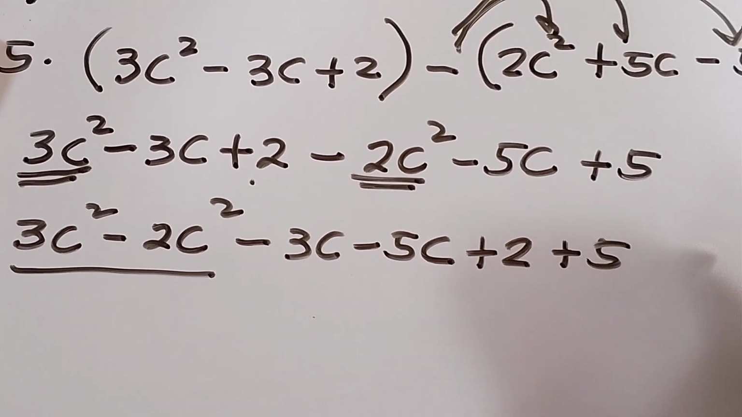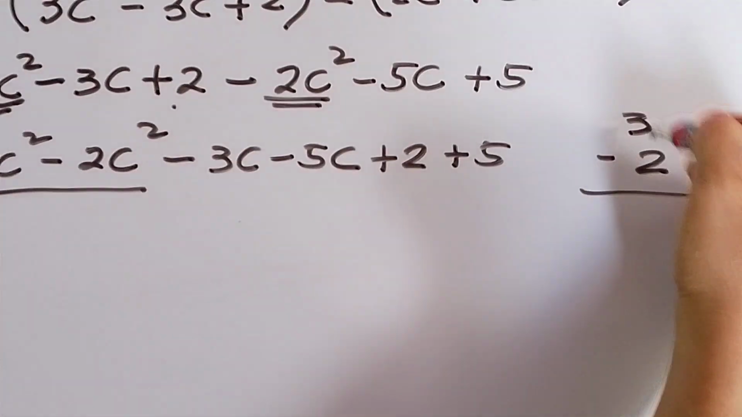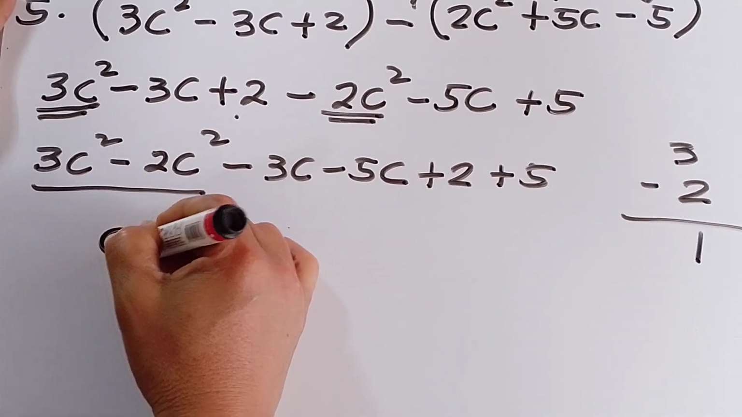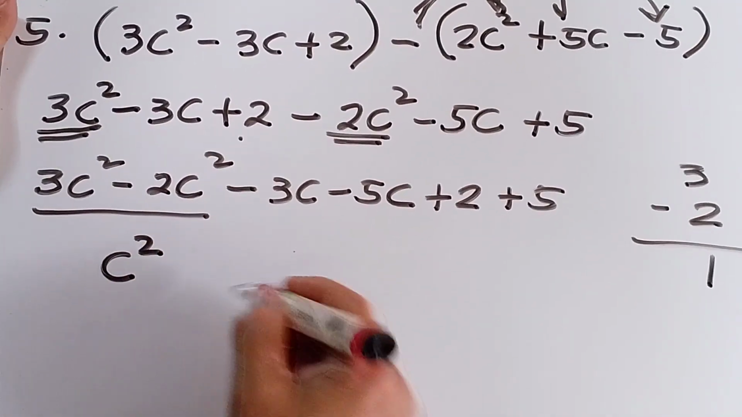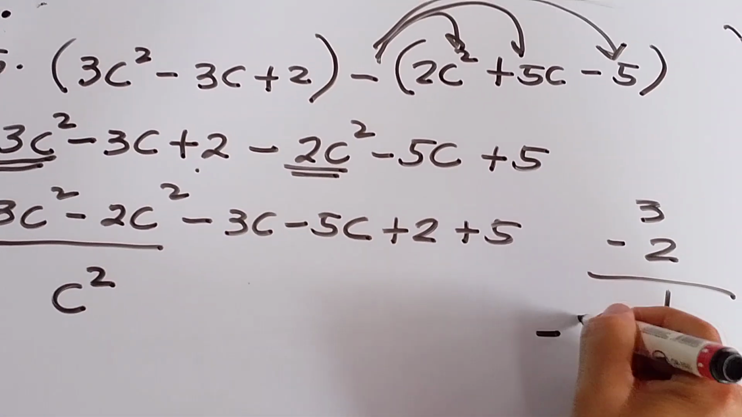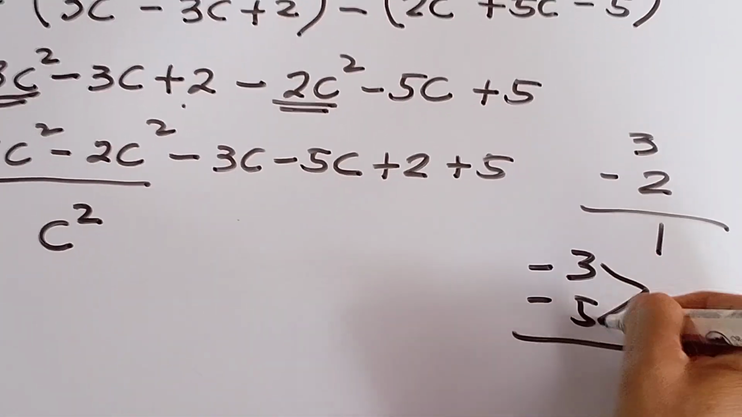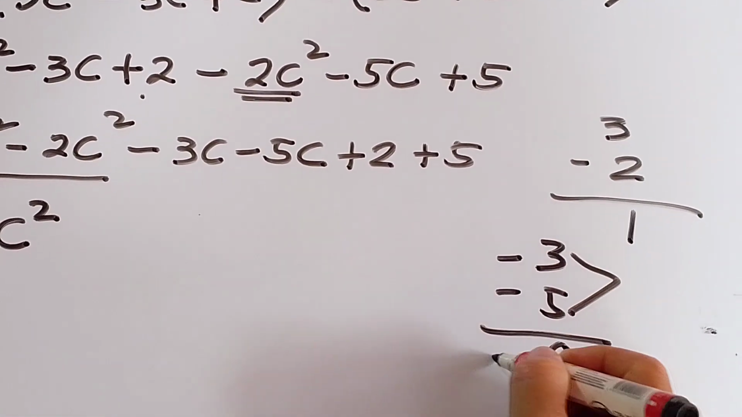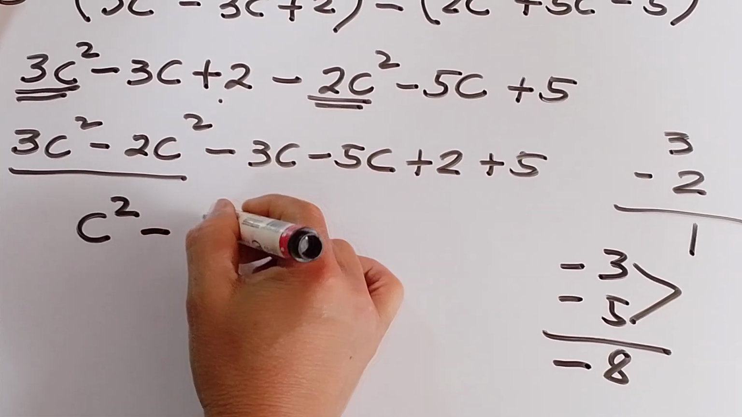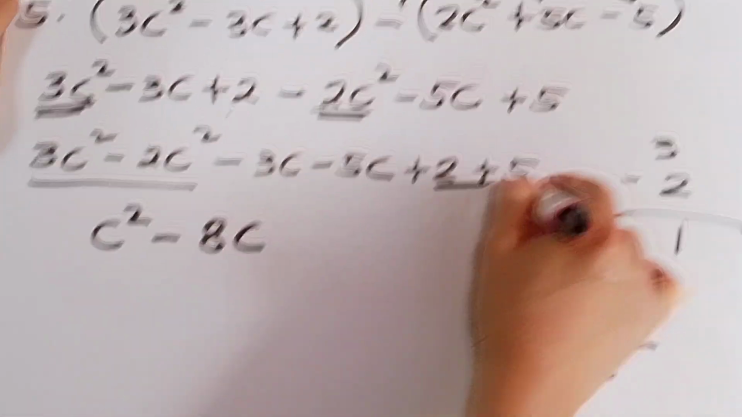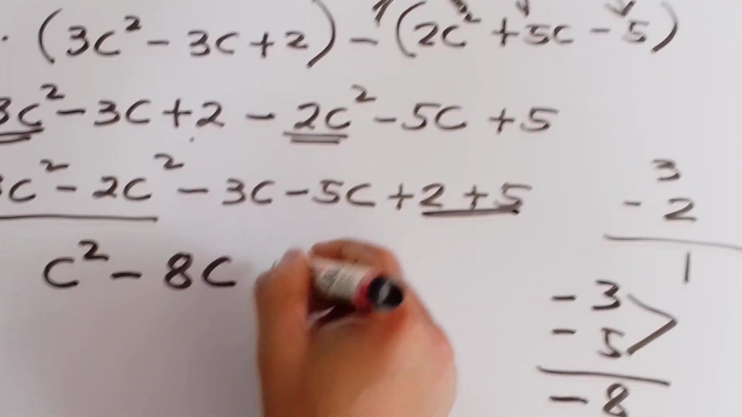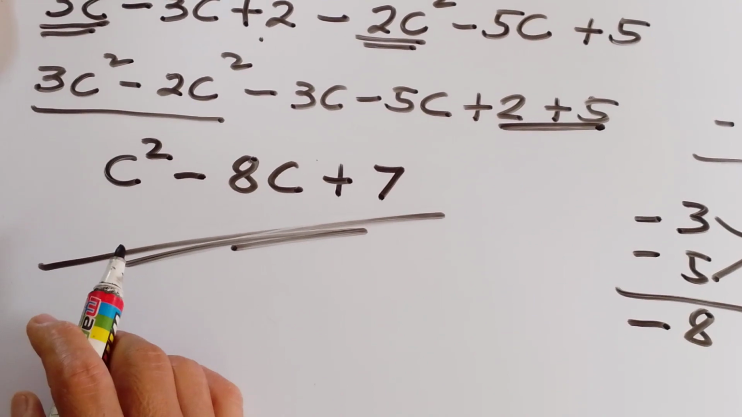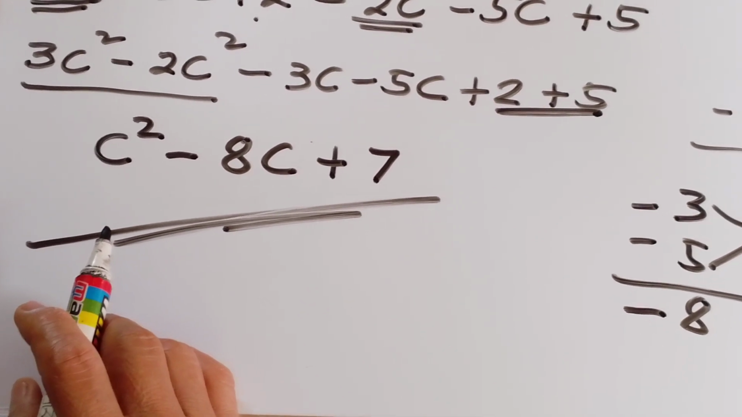So 3 minus 2 is 1. Since 3 is greater than 2, the sign is positive. So this will be c squared. Understand, there is a 1 in here. And then minus 3 and then minus 5. Like signs, so we use addition. 3 plus 5 is 8. Then take the common sign, which is negative. So we have now negative 8c. The same sign, so just add and take the common sign. So this will be plus 7. So my answer for number 5 is c squared minus 8c plus 7. That's all.